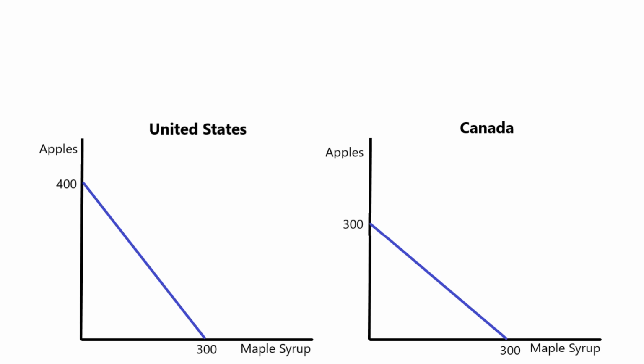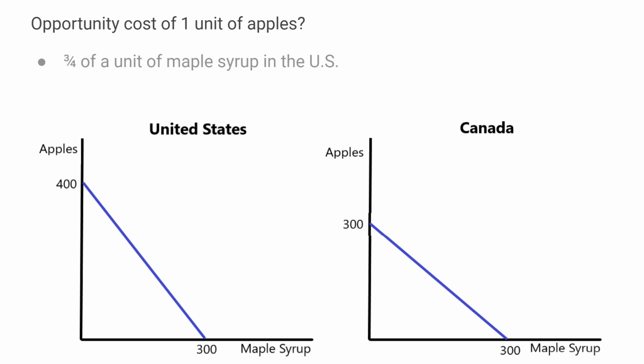If we know that 400 units of apples cost 300 units of maple syrup, 1 unit of apples would cost 1/400th of that, or 300 divided by 400, or 3/4 of a unit of maple syrup. So the opportunity cost of a unit of apples in the U.S. is going to be equal to 3/4 of a unit of maple syrup.